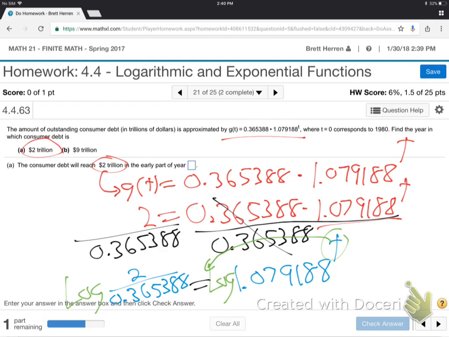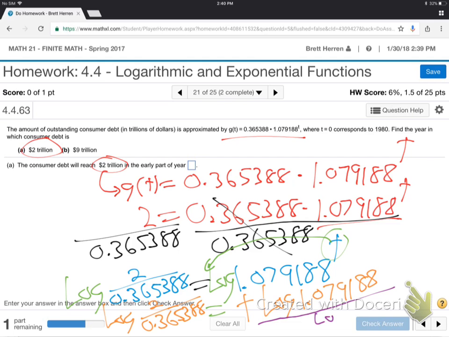Can I go on to the next one? So then the T's out of the power, and you would just divide. Or am I confusing you there? So here, what do we have? The T would be in the front. You would have T times log of 1.079188 equals log of 2 over 0.365388. The T, last step, just divide by that whole log thing. Just divide by log 1.079188. Same thing on the other side, I just don't have room.